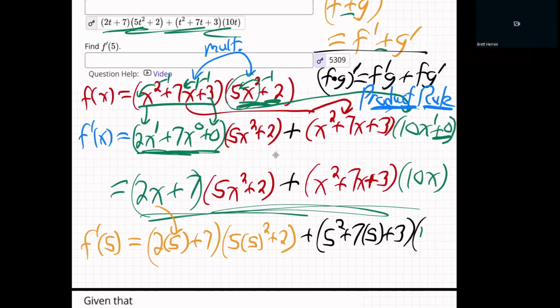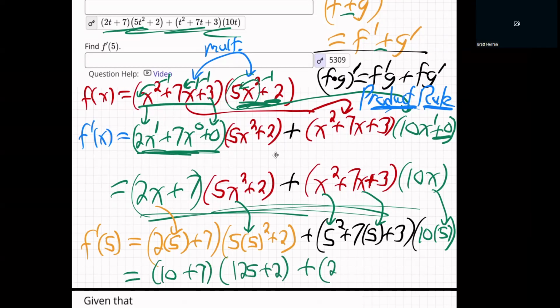And 10 times 5. Oops, got a little scribbly there at the end. All right, it's just the 5. I just kept plugging in the 5 for all these x's. And really, you can just hit the buttons on Desmos, or I'll do some of this by hand. 10 plus 7. This is 125 plus 2. Just type it into Desmos. 25 plus 35 plus 3. Boom, boom, boom.